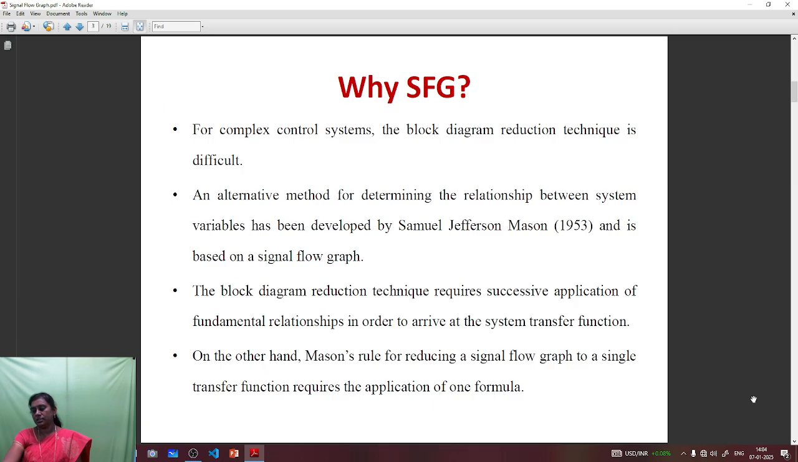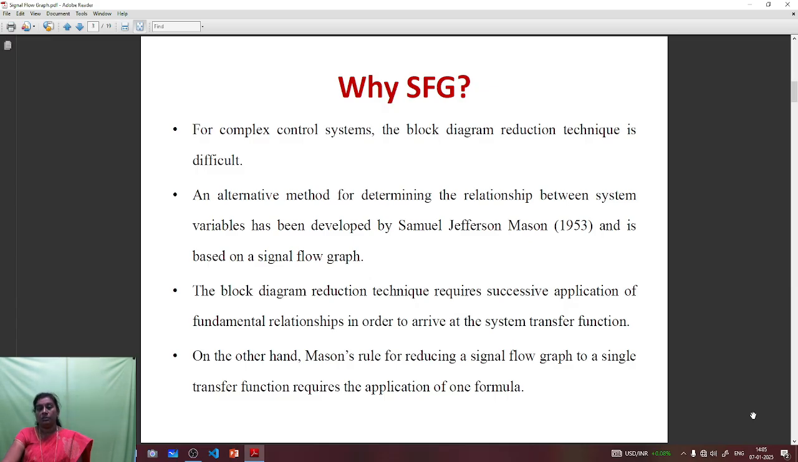First of all, what is a signal flow graph? In a control system, a transfer function gives the relationship between the output variable and the input variable. There are many methodologies available to find the transfer function. One such method is block diagram reduction. But for a complex control system, block diagram reduction is very difficult, so we have to go for an alternative method.